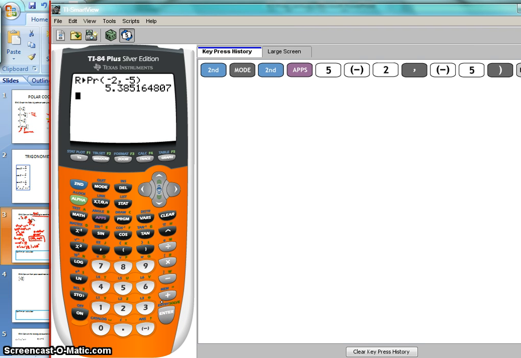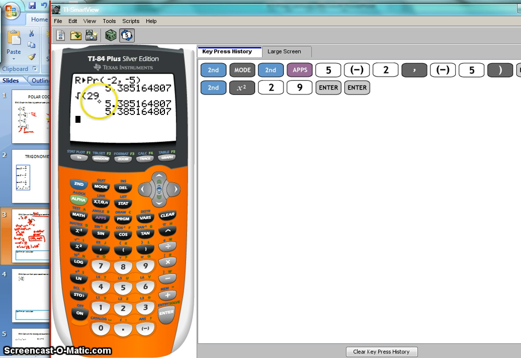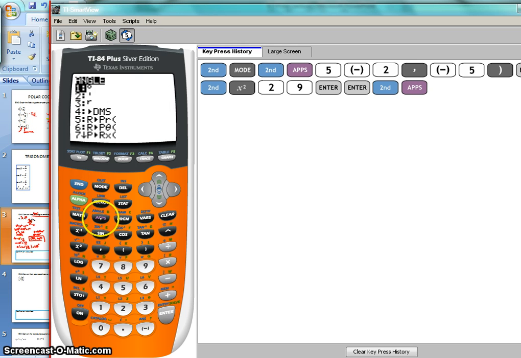So you get 5.3. We had square root of 29, so let's just check. If we do the square root of 29, you get the same answer. Okay, so we got the same answer. So this is the same r, and so you go second angle menu.